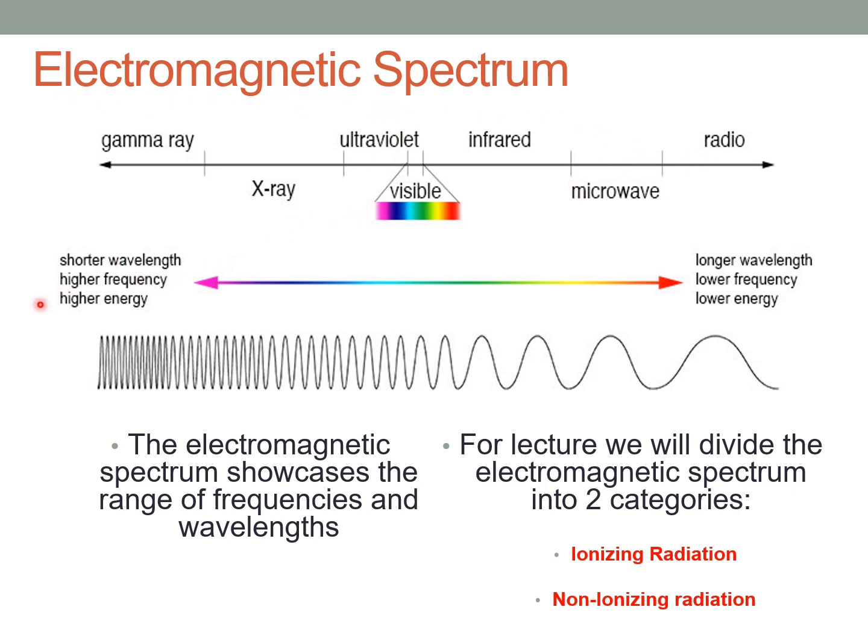The shorter the wavelength, the higher the frequency and the higher the energy, which means it's going to be a more intense energy. The radio waves, microwaves and infrared waves, like AM radio, FM radio, microwaves and infrared, have a longer wavelength, lower frequency and lower energy. The electromagnetic spectrum showcases the range of frequencies and wavelengths. For this lecture, we will divide the electromagnetic spectrum into two categories: ionizing radiation and non-ionizing radiation.